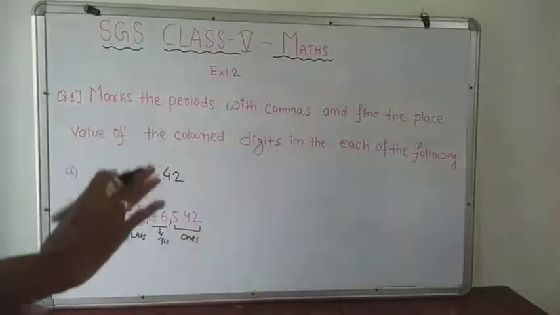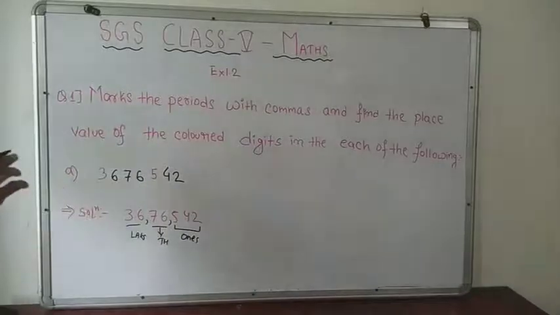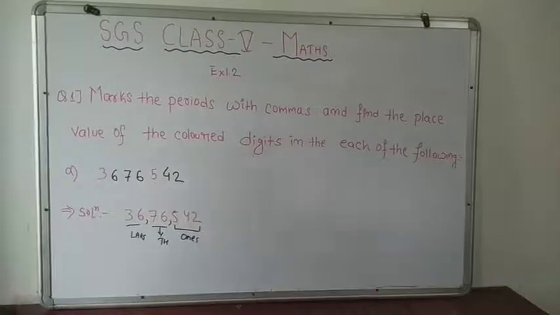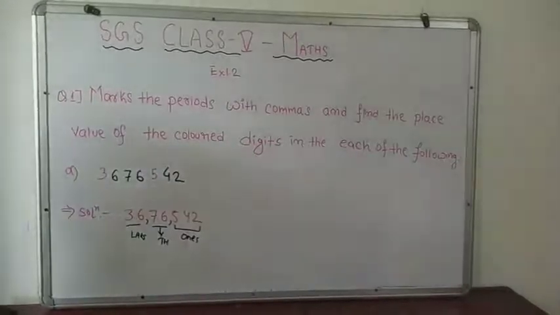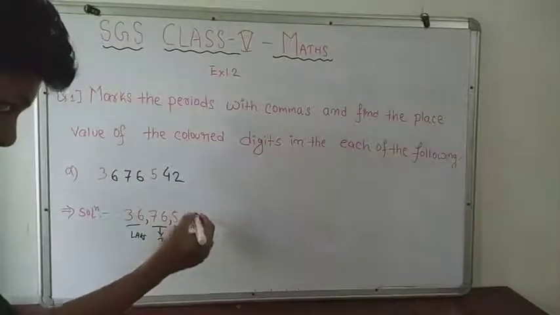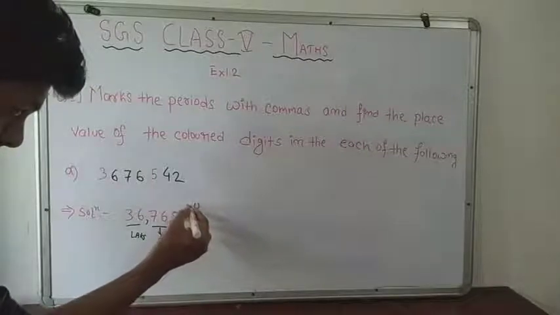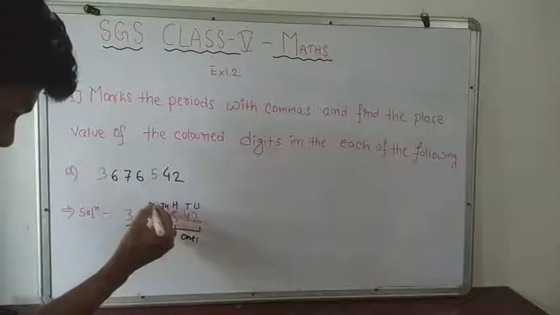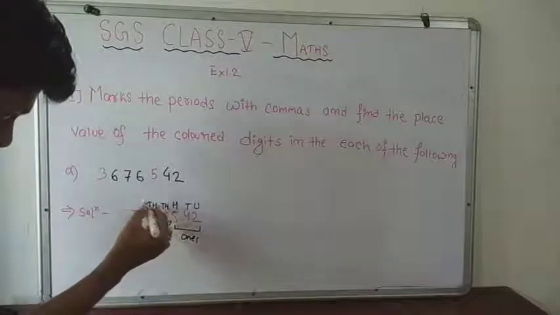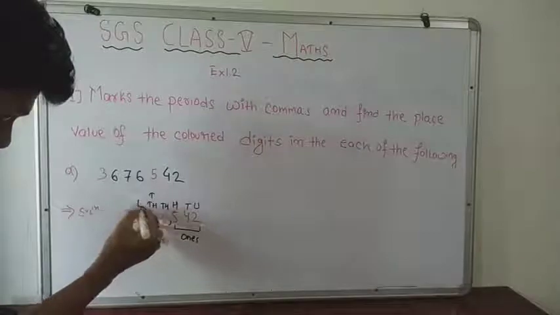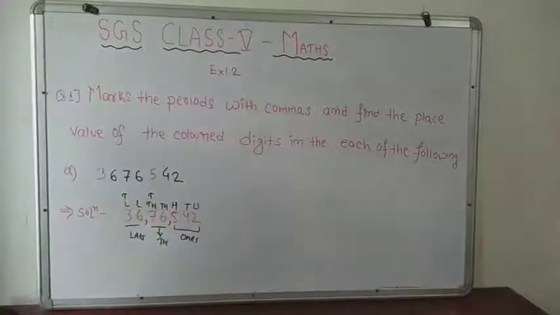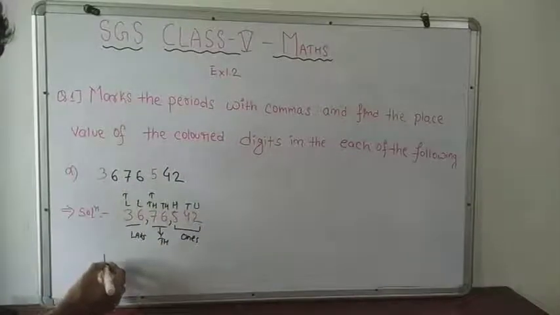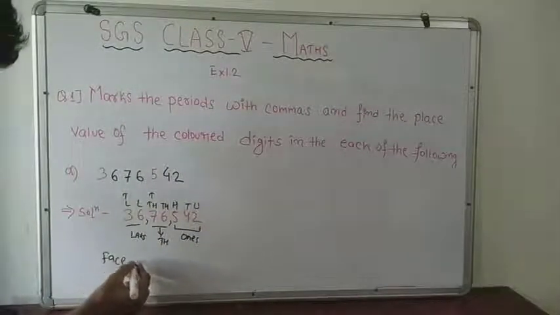Now we are going to find the place value of the colored digits, that is 3 and 5. How can you find it? You have to place the digits according to their places, that is, ones, tens, 100, 1000, 10,000. Okay, it is called 10,000, then lakh, then 10 lakh. So the question asks to find the place value of 3.